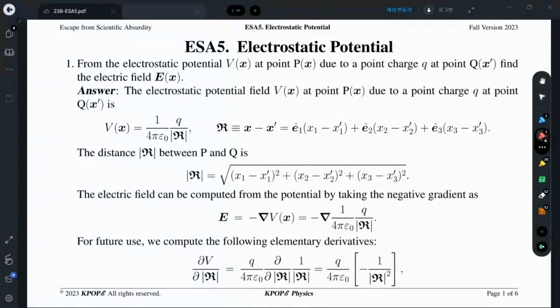Electrostatic potential is an integral of the electric field, and we put the negative sign on it. It is based on the fact that electrostatic force is a conservative force. If a force is conservative, then there exists a potential energy that is independent of the path of the integral.